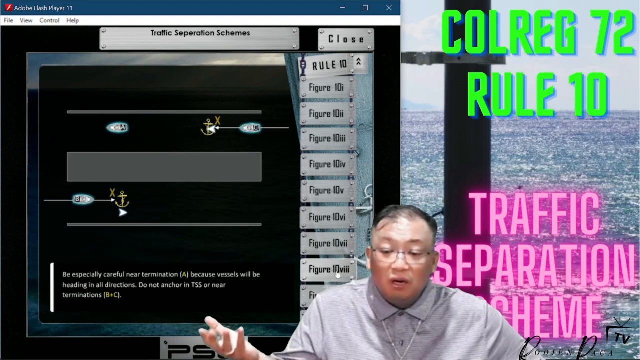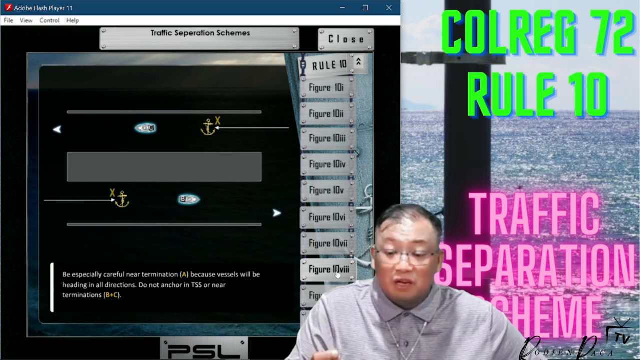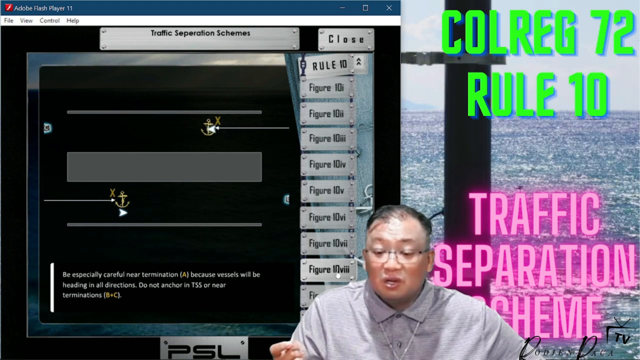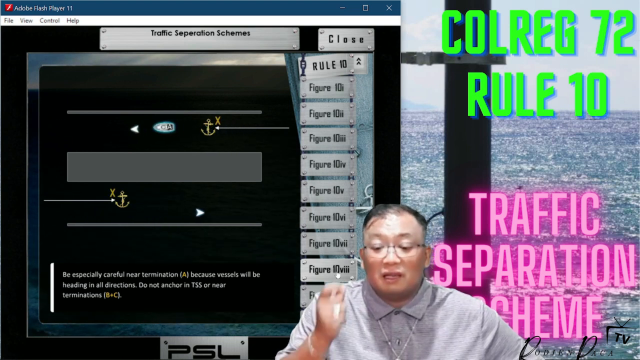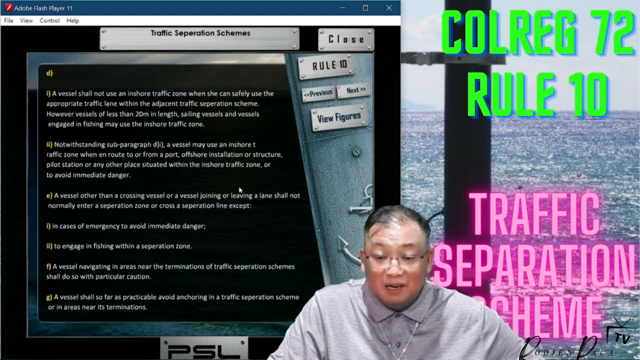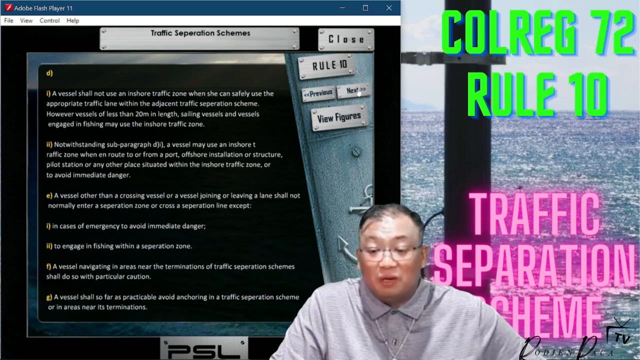No anchor in traffic separation scheme. Be specifically careful at the termination because vessels will be heading in all directions. And do not anchor in the traffic separation scheme. Okay, so it's very clear. It is in Foxtrot and Golf, Rule number 10. Let's go on.